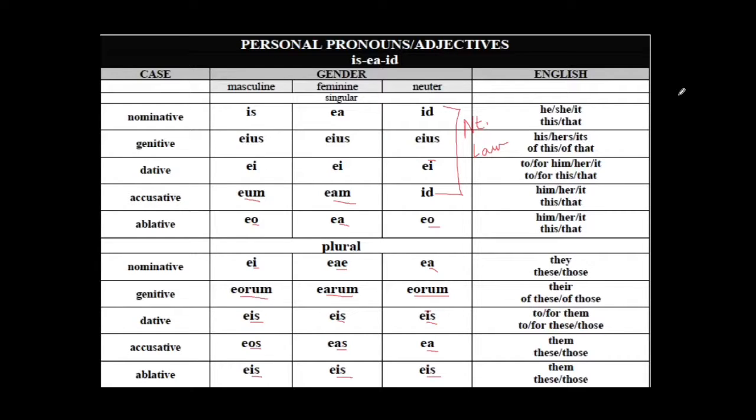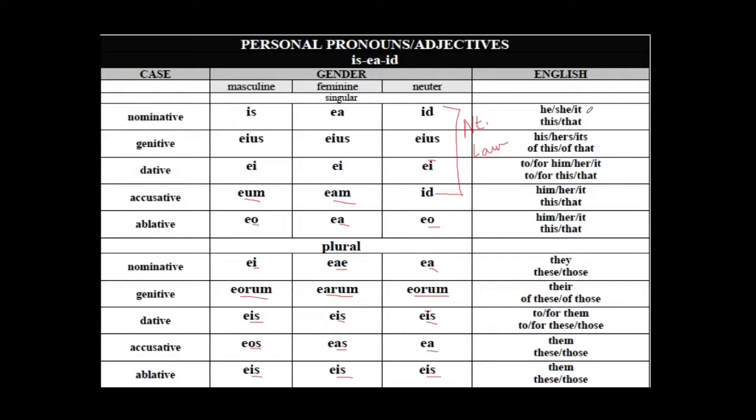Let's pronounce the words so you are familiar with what they sound like, and then we'll discuss the translations. When we pronounce and start to memorize the personal pronouns, we work across the rows. So we begin with is, ea, id. And I'm pronouncing them slowly enough so that you have an opportunity to say it after I do.